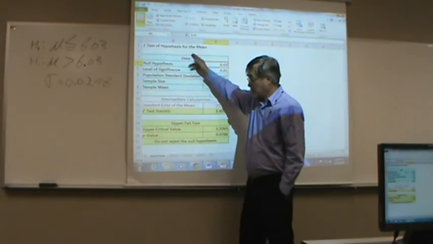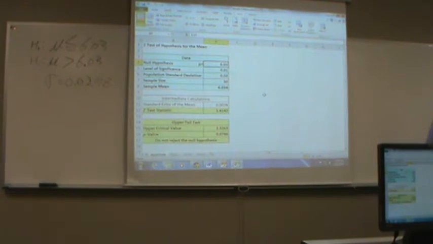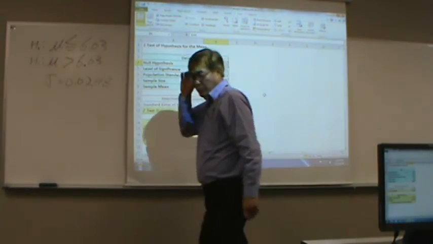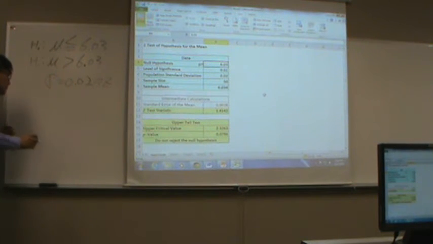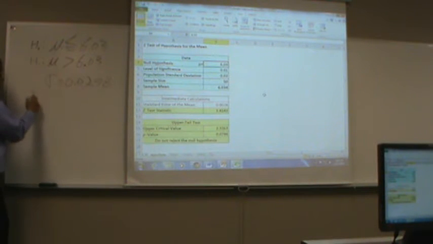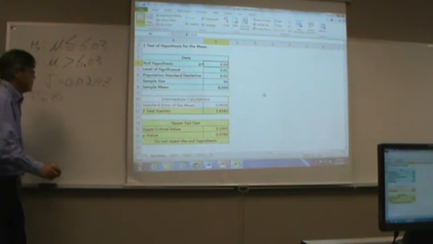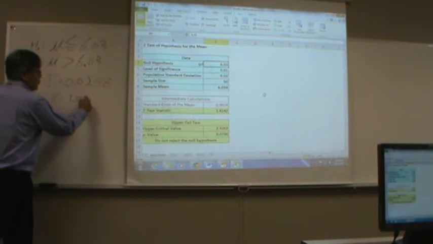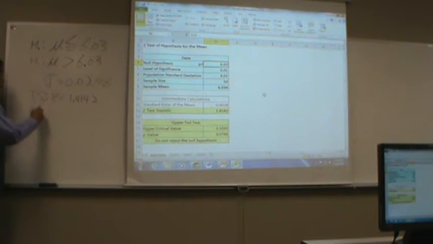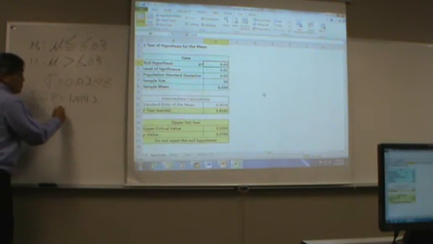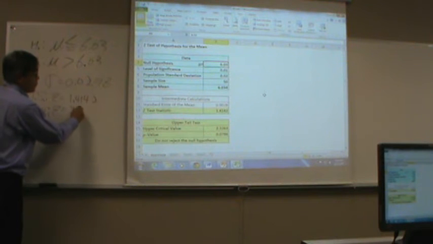Z test and so on. So when you test hypothesis, we need two values: test statistic and critical value. Test statistic, Z equals, because it's a Z test statistic, 1.4142. Critical value Z equals 2.3263.